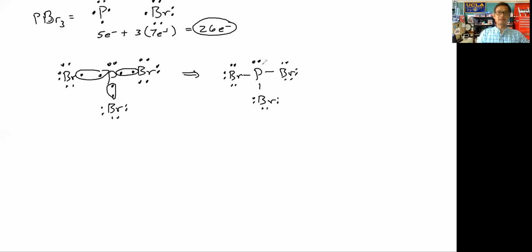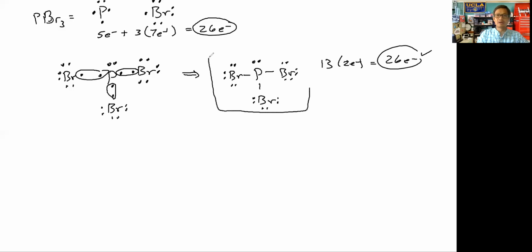Okay, so let's finally count all of the electron pairs here and see if we come up with that 26. We got 1, 2, each bromine has 1, 2, 3, so we have 9, 10, 11, 12, 13. We have 13 electron pairs, 2 electrons each, and that'll give us our 26 electrons. So that checks out. All right, so that's the structure for phosphorus tribromide.